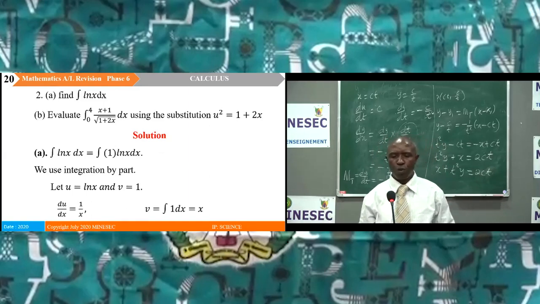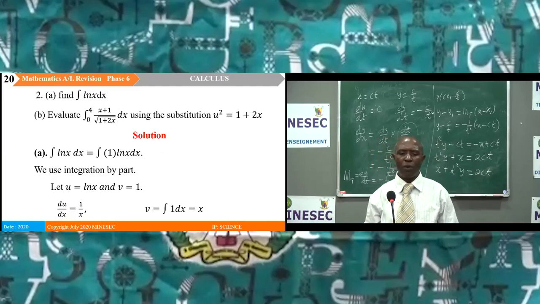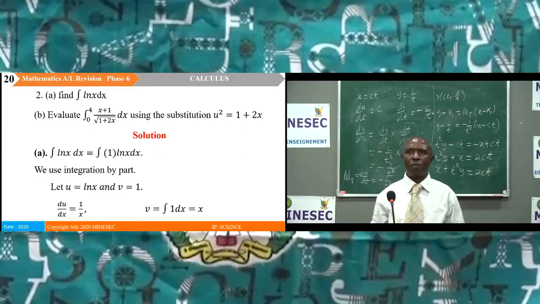Question 2. Find the integral of ln x dx. B. Evaluate from 0 to 4 of x plus 1 divided by the square root of 1 plus 2x dx using the substitution u squared is equal to 1 plus 2x. We begin with 2a.